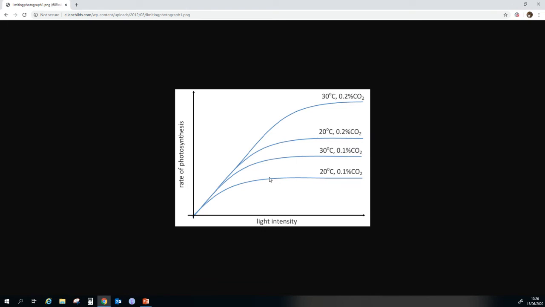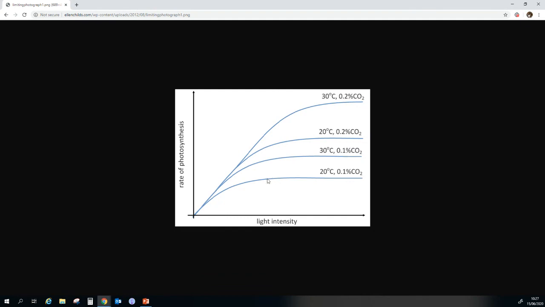But actually, if at this point here, you increase the temperature, so you change it from 20 degrees, say, if we make up an arbitrary light intensity, let's say it goes from 0 to 10 in light intensity, that's light intensity 5. At light intensity 5, if we raise the temperature by 10 degrees, but keep the light intensity the same and the CO2 concentration the same, what happens? So what we find is that the rate of photosynthesis goes up.